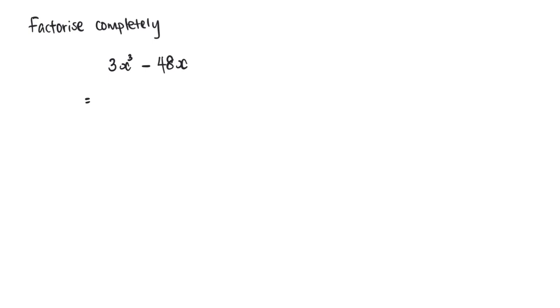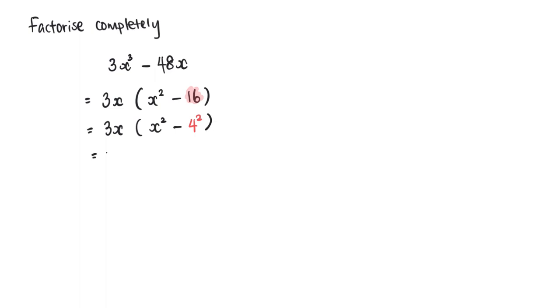So I saw that we can take out common factor 3 and also x. And I'm left with x squared minus 48 divided by 3 would be 16. And then I saw that my 16, I could actually write it as 4 square. 4 times 4 is 16.